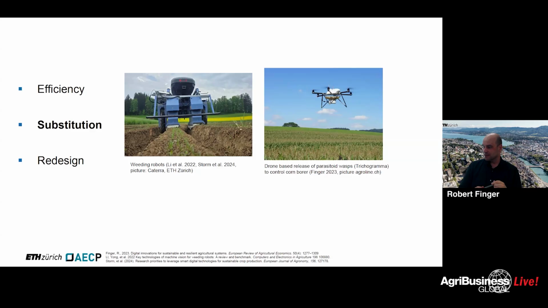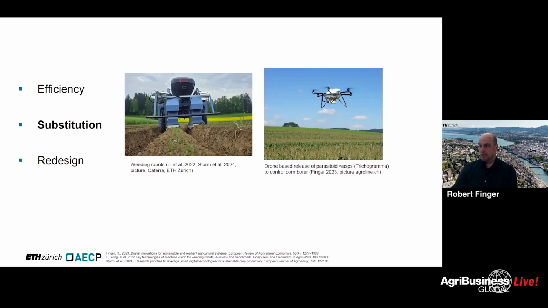This is based on trichogrammas, so parasitoid wasps, and they are distributed with a drone. So this is a very straightforward service that you can book as a farmer, and then a drone pilot comes, and then the drone is dropping these balls with the trichogramma, and then corn borer control is very straightforward. And this is only enabled because this system with the drone is there and straightforward to use and very cost efficient.